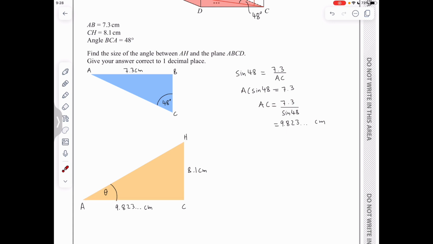And all we're trying to do is find the size of the angle theta. So I can easily say that tan theta is 8.1 over 9.823. I'm using full accuracy here. This means that theta is shift tan of 8.1 over 9.823. And therefore this leads to an answer of 39.5 degrees. We were asked to give our answer correct to 1 decimal place.